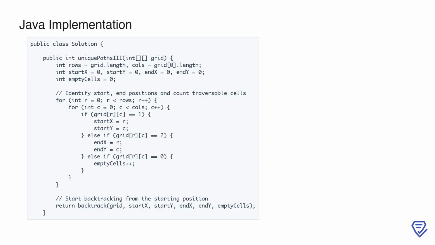Next, we loop through the entire grid to identify the starting and ending positions based on the values 1 and 2, respectively. At the same time, we count the number of empty cells, which will help us ensure all required cells are visited. Finally, we call a helper method, backtrack, passing the grid, the starting coordinates, the ending coordinates, and the count of empty cells as parameters to begin the recursive exploration.